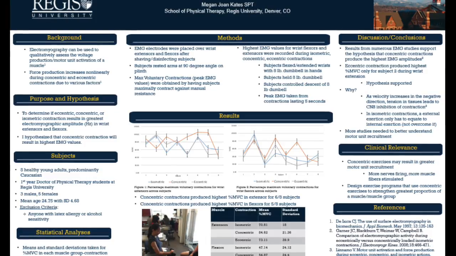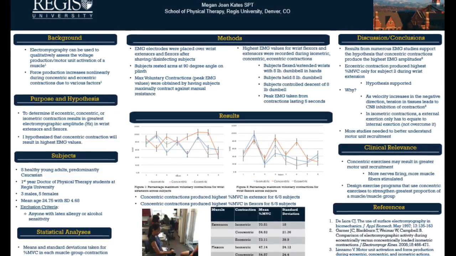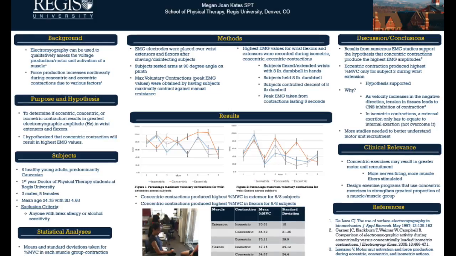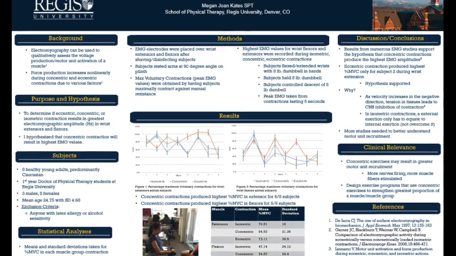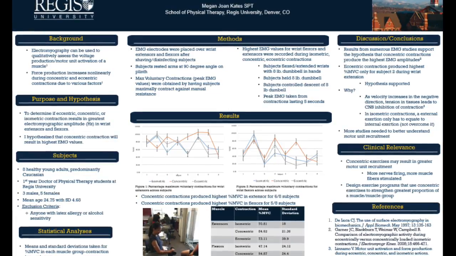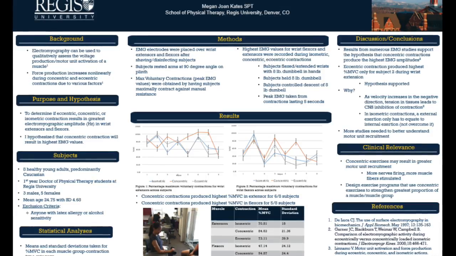Their maximum voluntary contractions were taken by having them flex or extend their hands against manual resistance provided by another student. EMG signals were picked up by electrodes and the resultant voltages were displayed on a computer, which identified the largest peak for us to use as our reference MVC. Peak EMG values for flexors and extensors were then taken during each of the three contraction types.